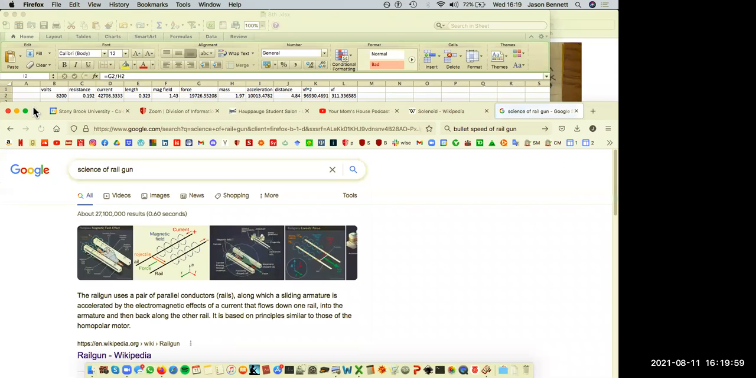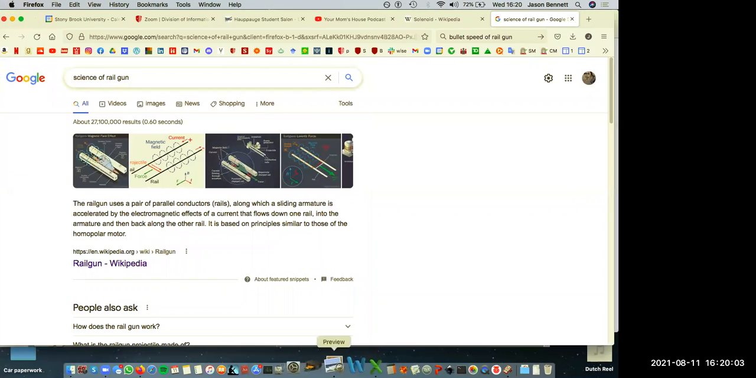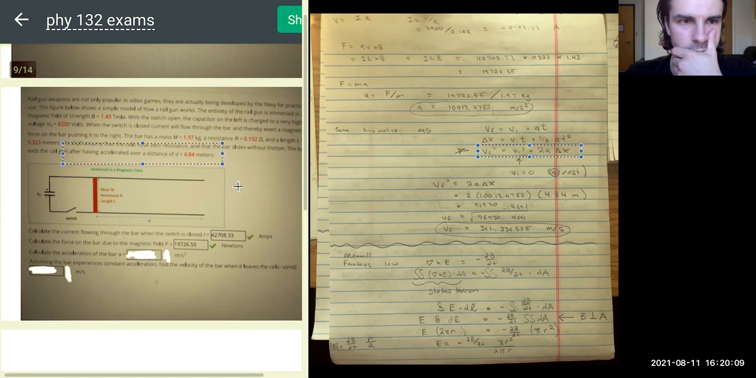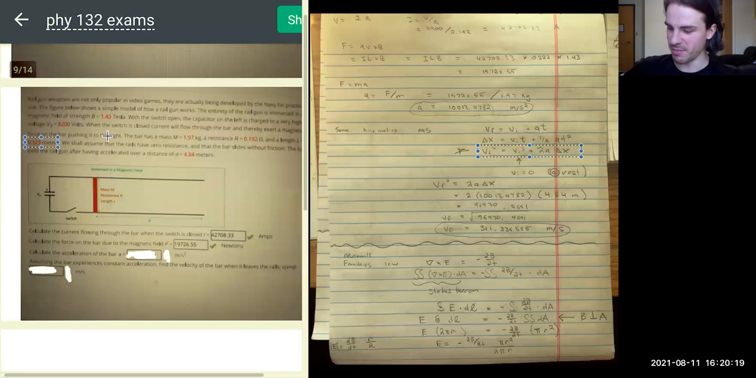Also, the bar has a bigger area than a bullet. Maybe that's why our velocity is smaller. Yes, thank you. That is a giant bullet. Yeah, the bullet the size of a page. Okay, that makes me feel better.